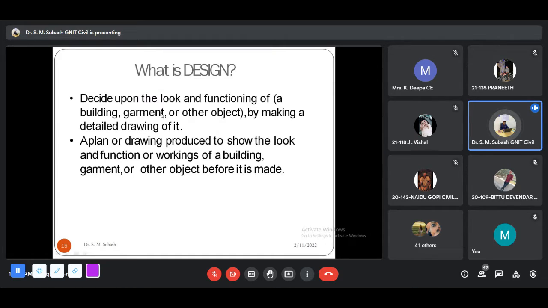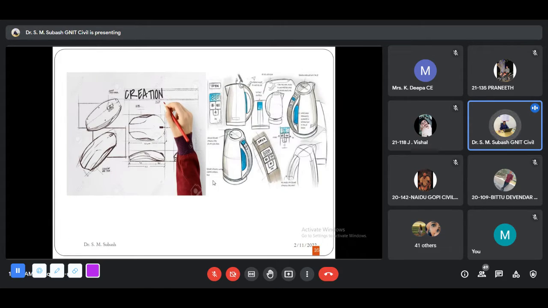Whatever this thing is, first you need to make a drawing. After a drawing, produce and show the function of those drawings. Show the look and function or workings of the building, government, or other object. Before reaching the customers, that is the public, first you go for the detailed drawing. For simple things like keyboards or a mouse or a kettle, this small kettle, or a jar, anything, first you make a drawing.